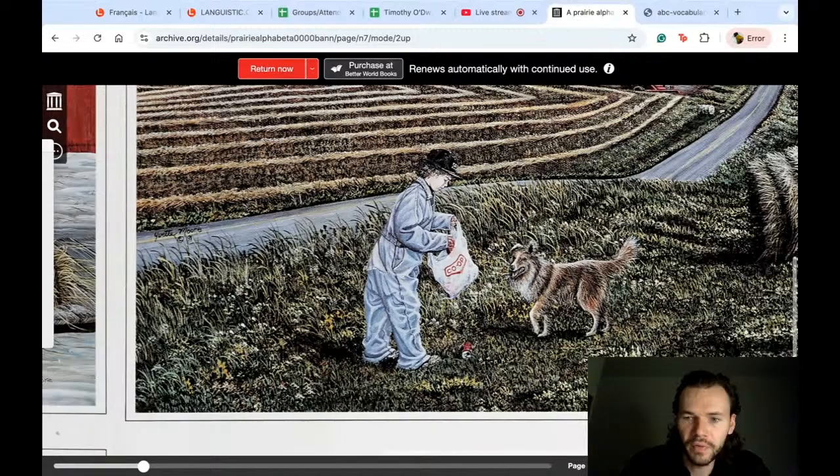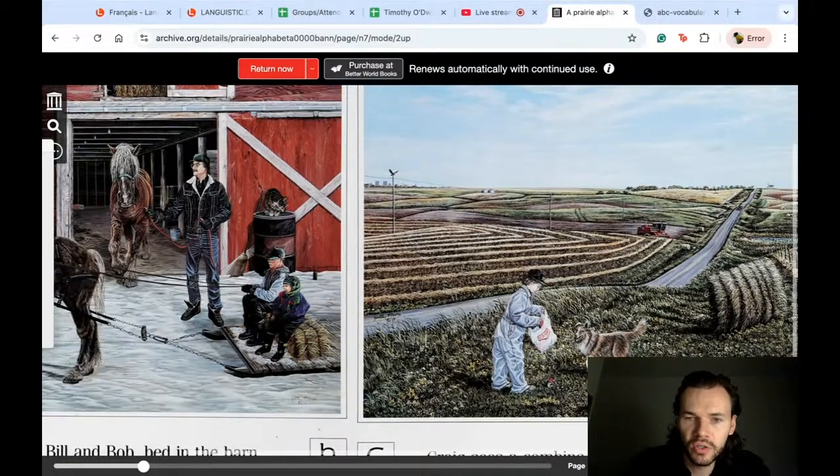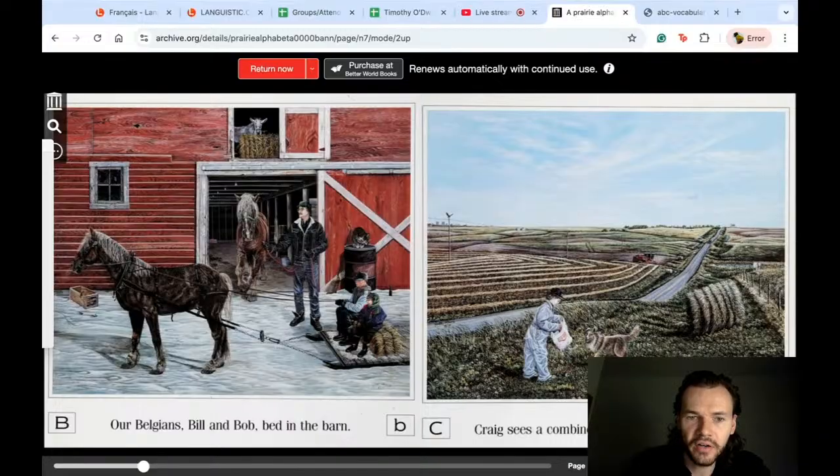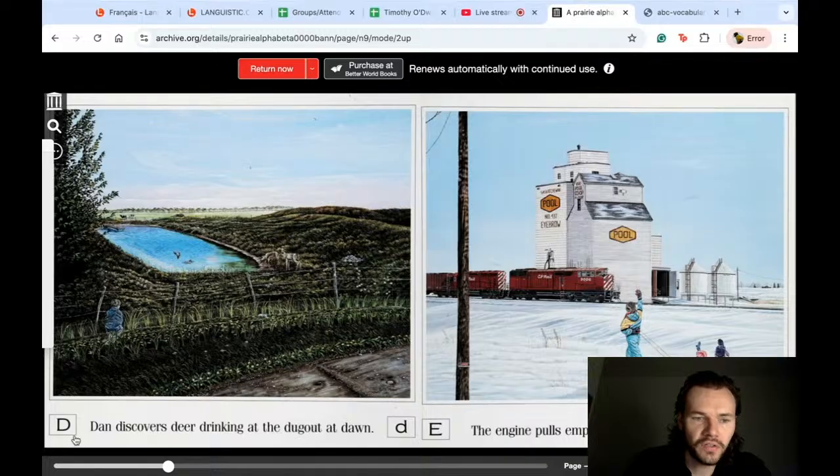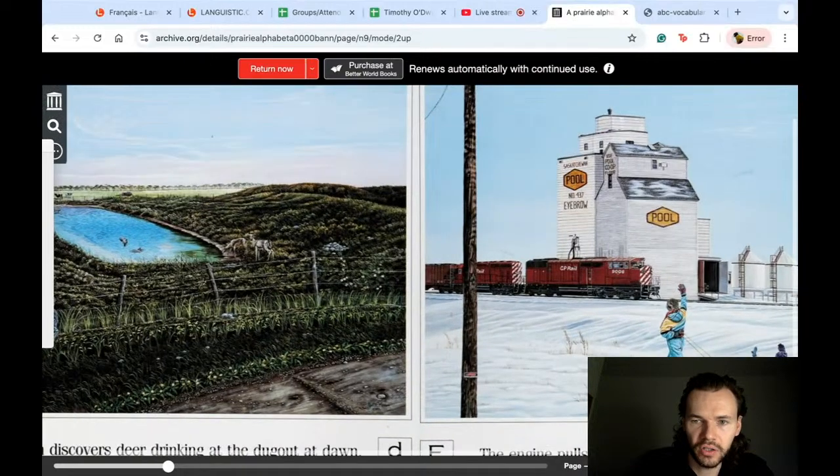Okay, so after C, we have our next letter of the alphabet, which is the letter D. D is for Dan discovers deer drinking at the dugout at dawn. Let's get a closer look.